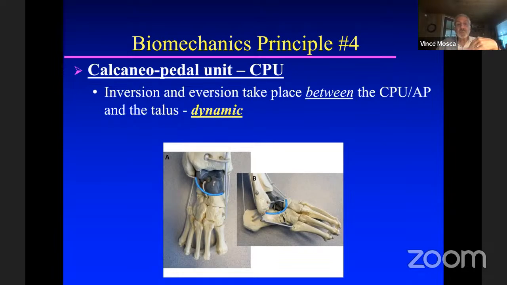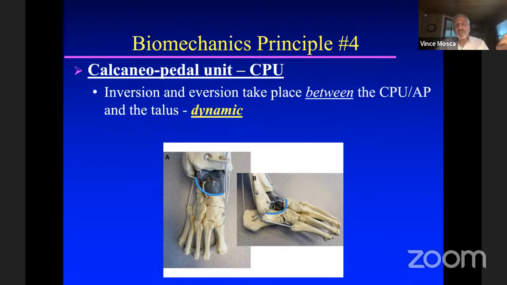So why is this an important concept? And why am I writing a whole second edition of my book to put in there? I've written it in an article. I've written it in other places. But I want it to be in this resource that I tried to create for the world in my book. So inversion and eversion take place between the CPU, the acetabulum pedis, and the talus. That's the only really moving joint in the foot.